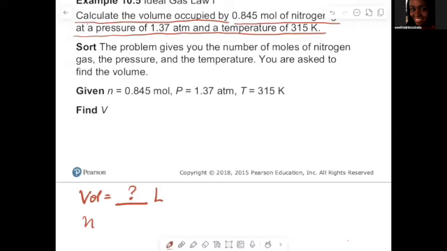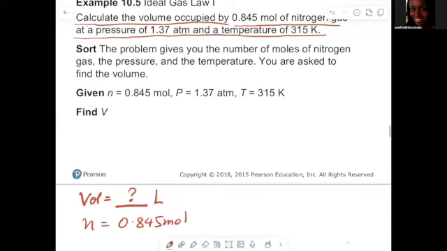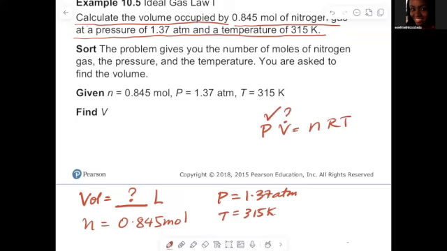And the number of moles is 0.845 moles. And then we're given a pressure of 1.37 atmospheres. And temperature will be 315 Kelvin. So doing a quick inventory of PV equal nRT, we do have a pressure. Volume is what we're looking for. Number of moles we have.